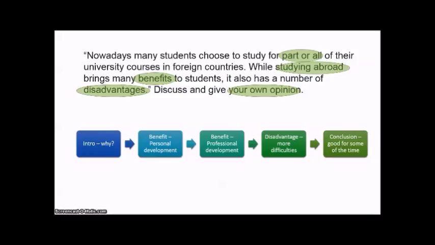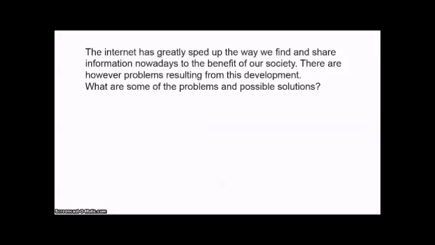Okay, so we've looked at one example. Let's look at another question. The second one is about the internet. The internet has greatly sped up the way we find and share information nowadays to the benefit of our society. There are, however, problems resulting from this development. What are some of the problems and possible solutions?